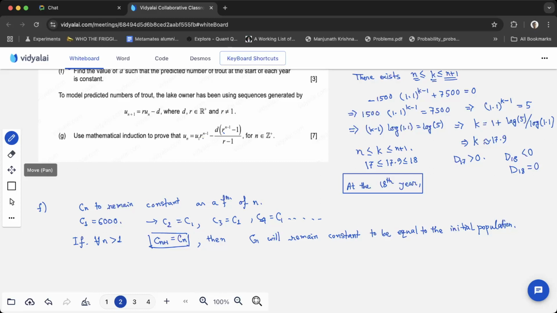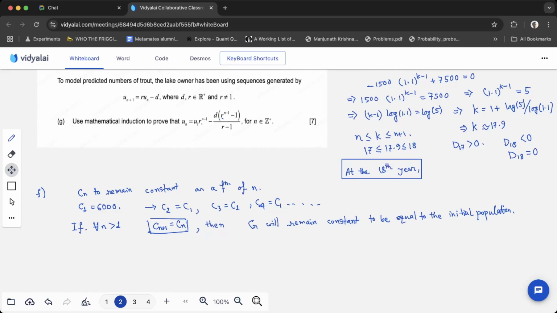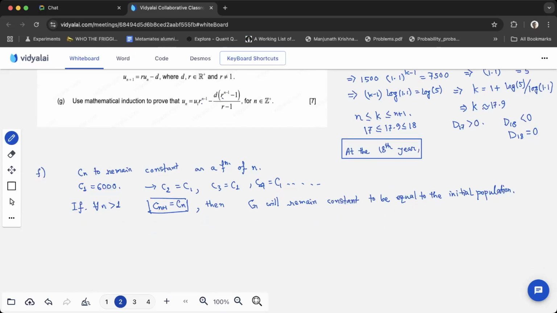So this is the condition we have to put here and see what condition we get in terms of D. So Cn is 6,000 (1.1^(n+1) − 1) − 10D (1.1^(n+1) − 1) − 1 equals Cn, which is 6,000 (1.1^n − 1).